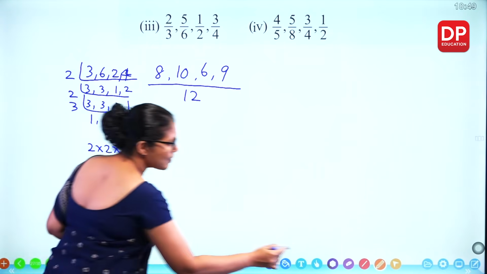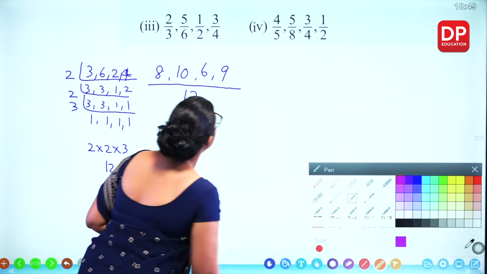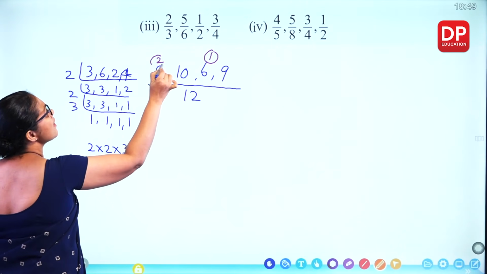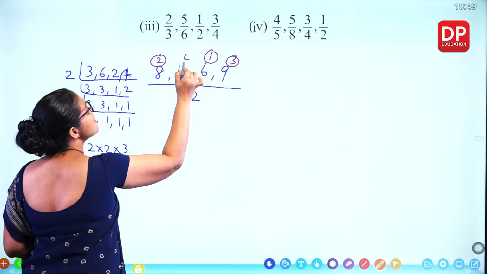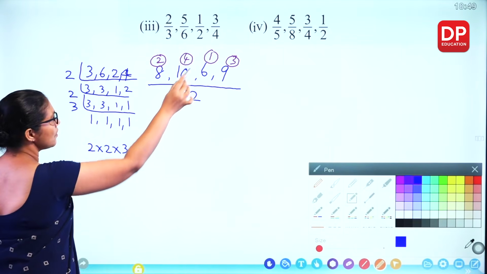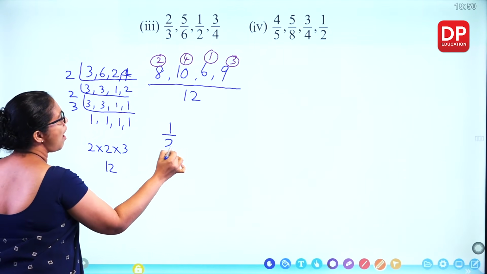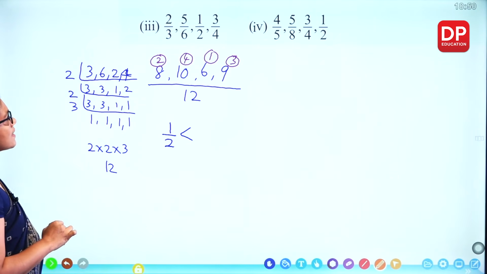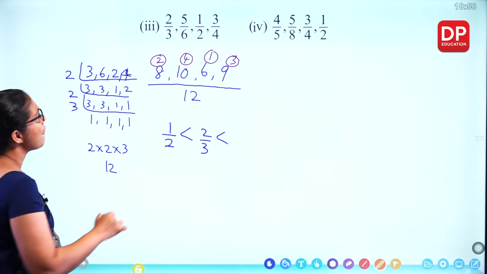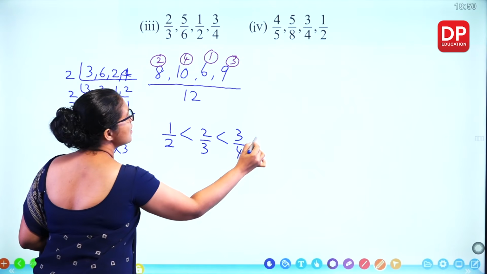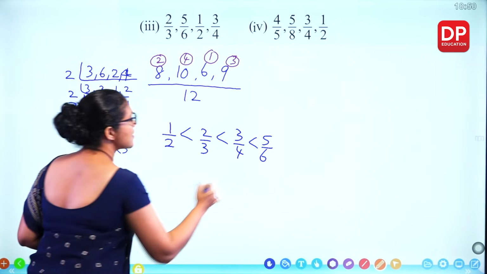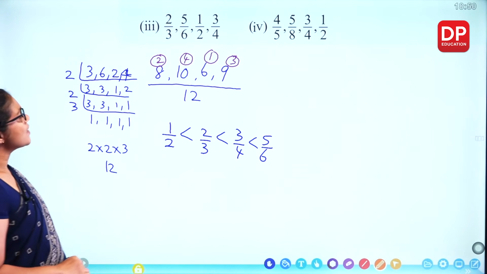So what's the order? So you can write down the order. What's the smallest number in the numerator? 6. This is the second one. This is the third one. And this is the fourth one. So you can write down, third fraction is the first one. Half is the smallest. Second one is 2/3. What's the third one? Last one. So that's 3/4. What's the next one? Fourth one is 5/6.